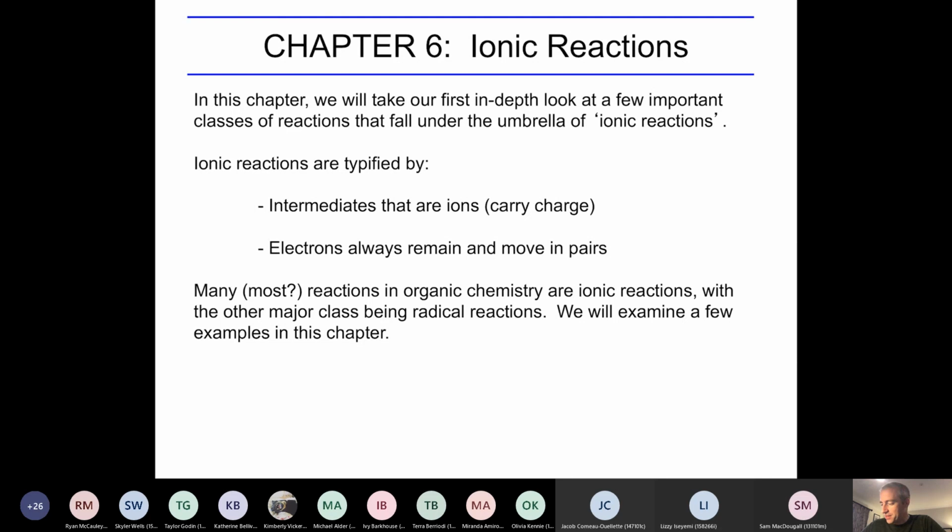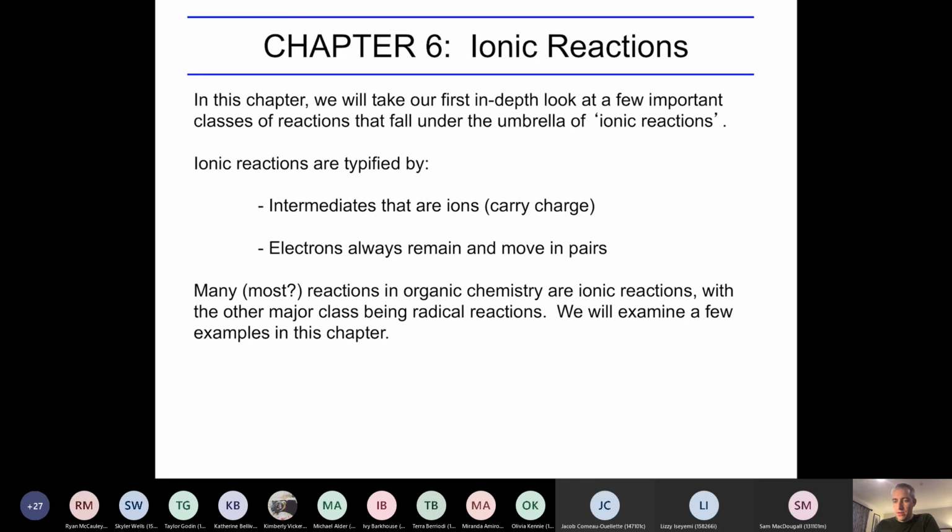and probably maybe 80% of the reactions in organic chemistry are what we would call ionic reactions. Ionic reactions are ones where typically you have either starting materials, products, or intermediates that are charged. But the main thing we're going to be looking at is that electrons are going to be moving, and they're always going to be moving in pairs.